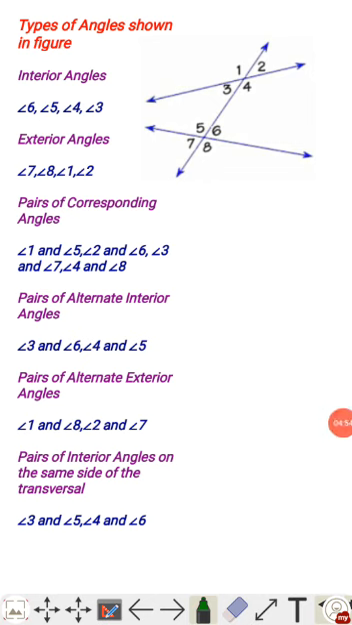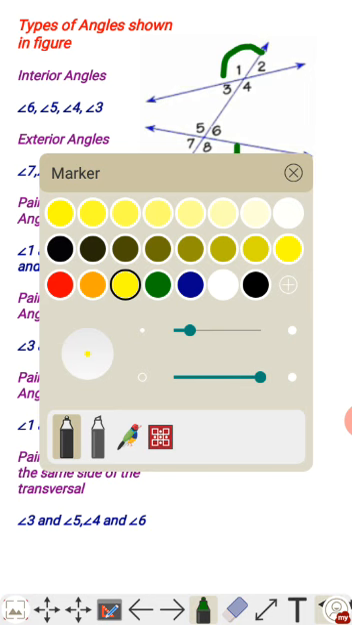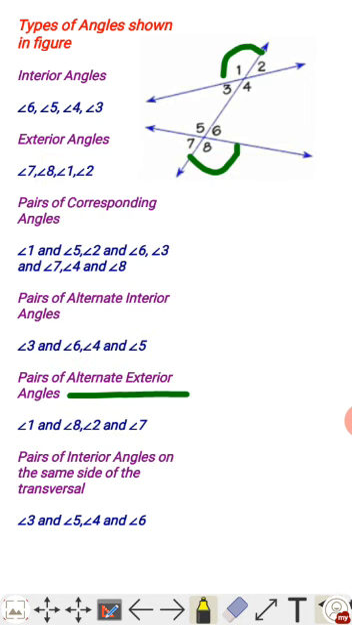Now the next, the pairs of alternate exterior angles. Same, the alternate angles, but we have to find the exterior pair. So what are the exterior? Here you can see angle 1 and angle 8. These are an exterior pair of alternate angles. In the same way, angle 2 and angle 7 is another pair of alternate exterior angles.